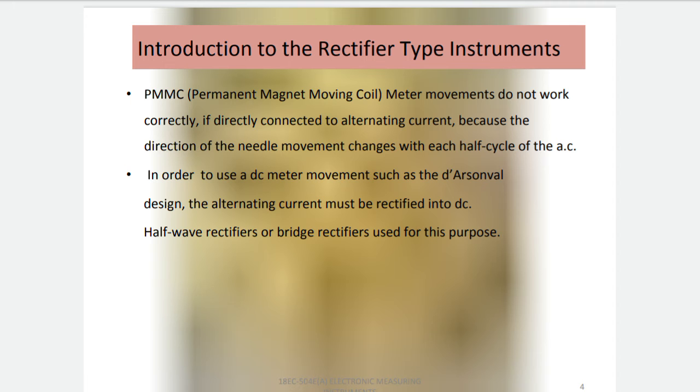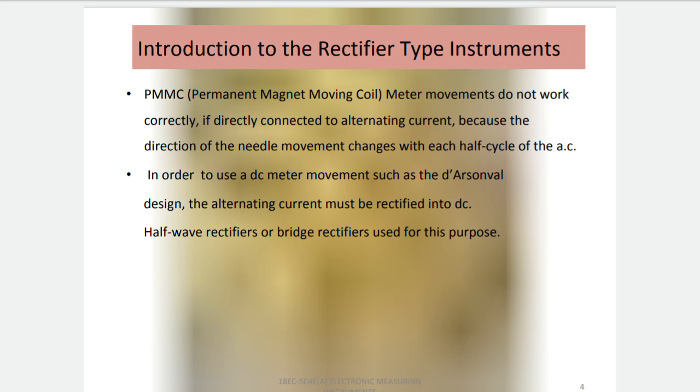In order to use a DC meter movement such as the D'Arsonval design, the alternating current must be rectified into DC. We already know that rectifiers are divided into different types: half wave rectifiers and full wave rectifiers. Full wave rectifiers are again divided into two types, center tap and bridge rectifiers.